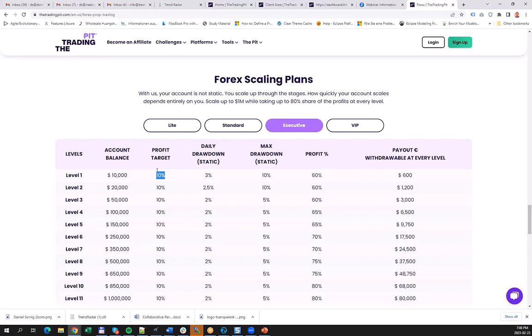May I add a little bit, one or two sentences? So when you look at the scaling plans, guys, you can see that the first profit target is what we try to achieve here, so that you're being paid very soon. So the intention is to have, let's say, this $1,000 profit target.